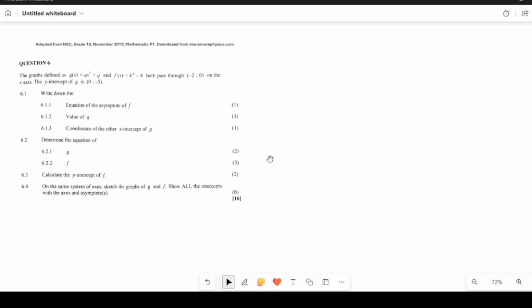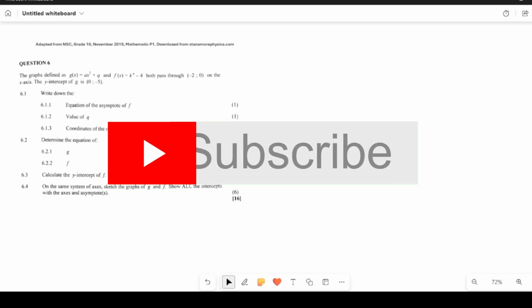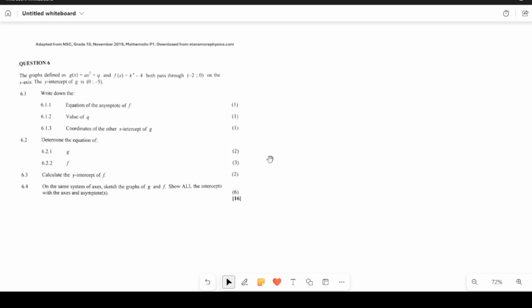Okay, the graphs defined as g of x is equal to ax squared plus q and f of x is equal to k to the power of x minus 4, both pass through (-2, 0) on the x-axis. The y-intercept of g, which is the parabolic function, is (0, -5). Okay, so (0, -5).